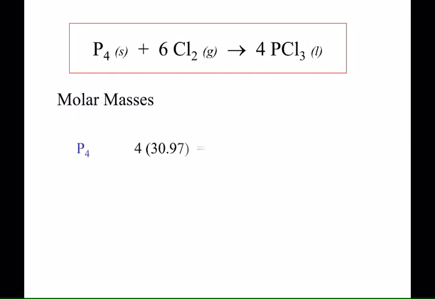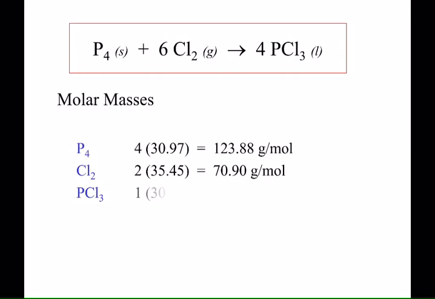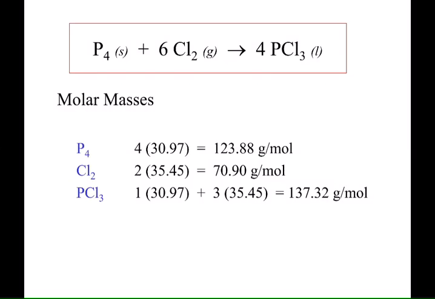Knock out our 3 molar masses, if that's okay with you. Again, you have to show this on a test. Do it in the margins or whatever, but of course the decimal number for phosphorus is 30.97 times 4 because it's P4. Cl2, we have 2 times the decimal number for chlorine. PCl3, we have to account for the phosphorus, and we have to account for the chlorine there.